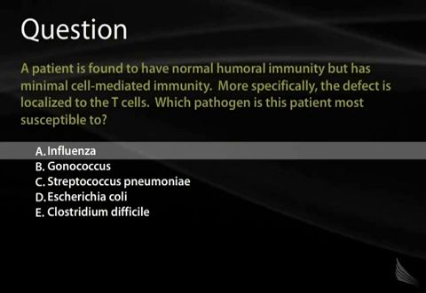The answer is A. Influenza. Remember that with minimal cell-mediated immunity, especially minimal T cell-mediated immunity, these patients are more susceptible to viral infections, intracellular infections. Remember that B cells are involved in extracellular pathogens. And if you look at your choices, B, C, D, and E are all what? Bacteria, extracellular, versus A, which is a virus. That's going to be the one that will be a defective response if you lack your T cells.